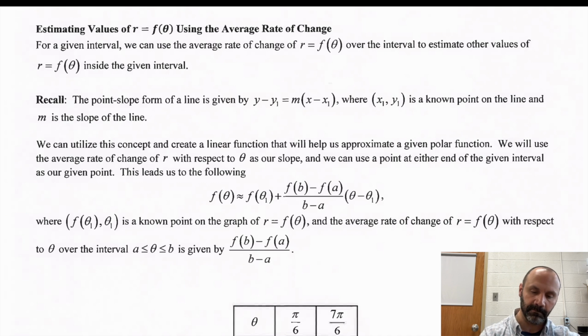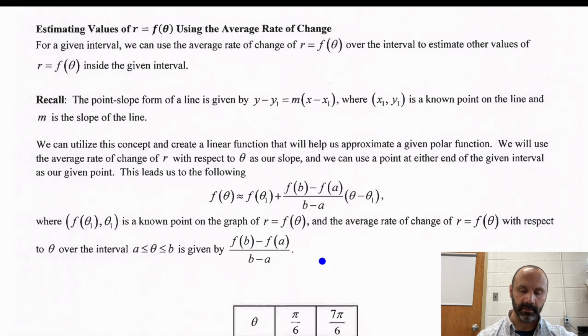So here's the point slope form. You may or may not remember this: y minus y1 equals m times x minus x1, right? So x1 and y1 are a known point, and m is the slope of the line. Well, slope in this case is f of b minus f of a over b minus a. The y coordinate, what we would call the y coordinate, is the f, right? So that's our y1. Here's y, just y, right? So it's flipped over there. And then x minus x1, or theta minus theta1, that's like x minus x1, right? That's the independent variable we're putting in. It's the input in the function.